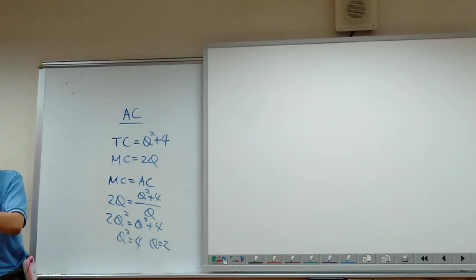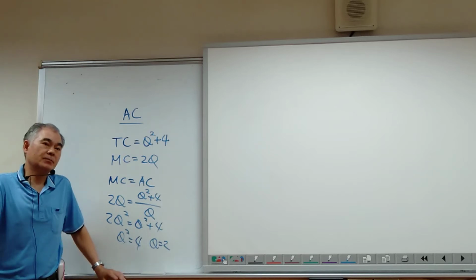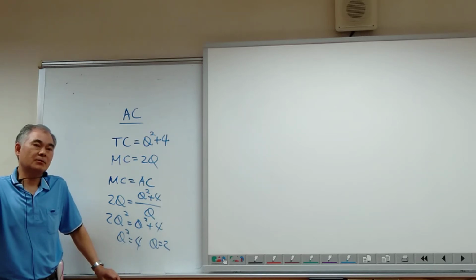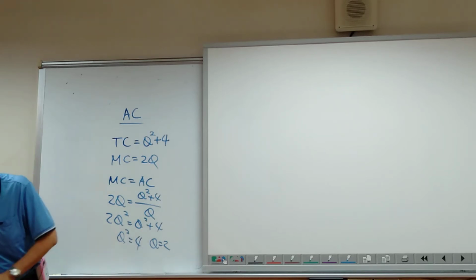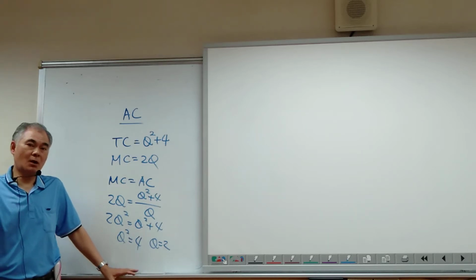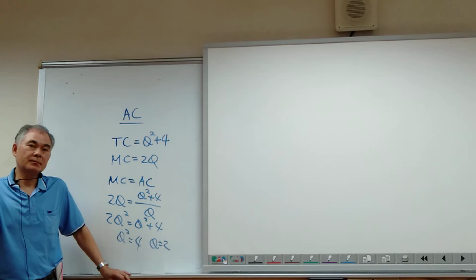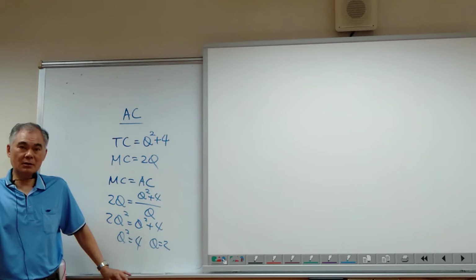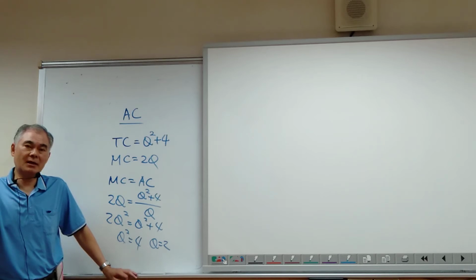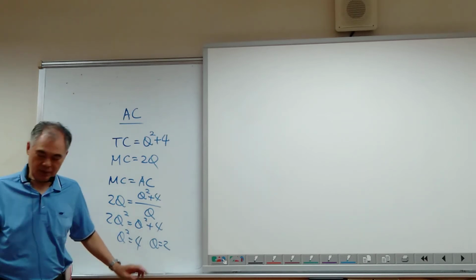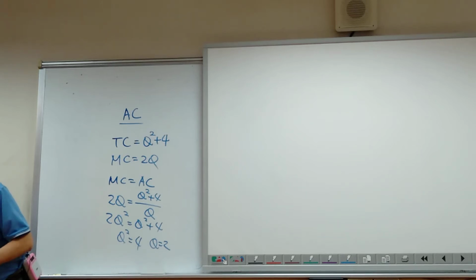Then, what is the short-run supply curve of a firm? It is the section of the MC curve above the intersection of MC and AVC, short run, AVC. And if it's long run, then it's the MC above the intersection of MC and AC. Okay, let's move on. Question 7.